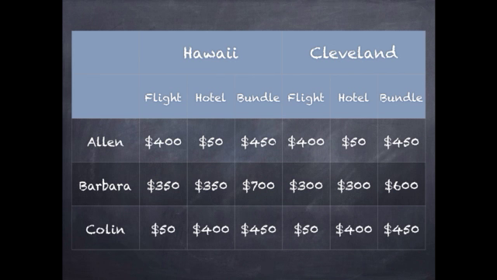If they charge $450, Alan will buy, Barbara will buy, and Colin will buy. So that gives us a total profit of 3 times $450, which is equal to $1,350.